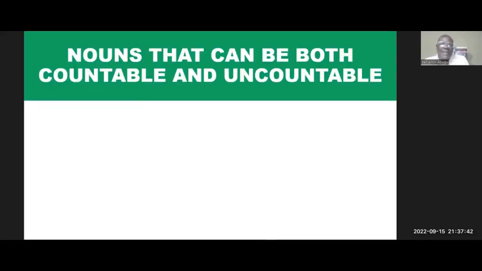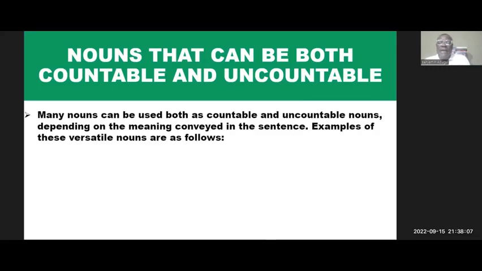Let's now begin to look at nouns that can be both countable and uncountable. And so when you find an uncountable noun, and then you can use it as a singular or as a plural, then it must have special meanings. Okay, so let's begin to look at them. Many nouns can be used both as countable and uncountable nouns, depending on the meaning conveyed in the sentence. Now, examples of such versatile nouns are as follows.